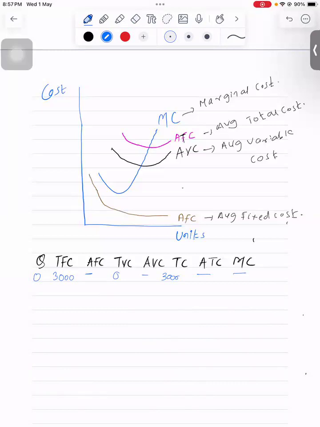Now let's say we started production, we produced 1 unit. Whether we produce 1 unit, 2 units or 3 units, fixed cost will stay the same. It will not change. Fixed cost will remain the same, 3000. Now please find out average fixed cost. At the first unit, what will be the average fixed cost? At the second unit, what will be the average fixed cost?